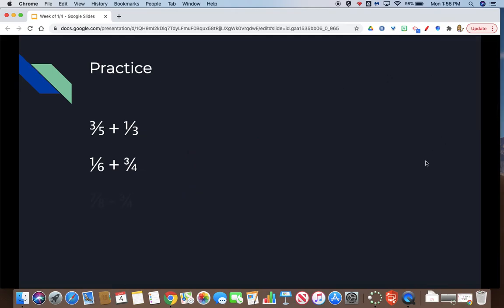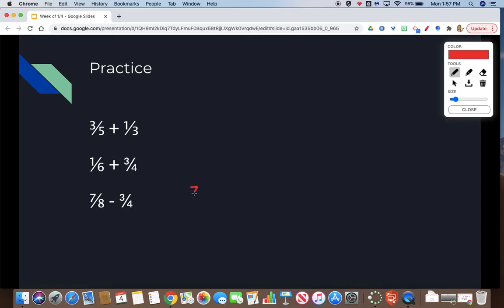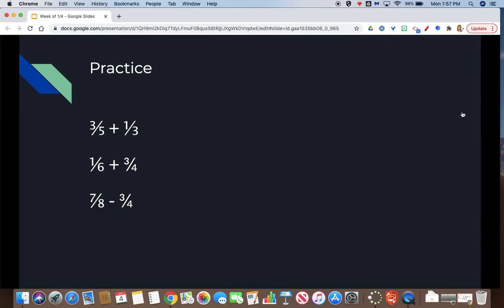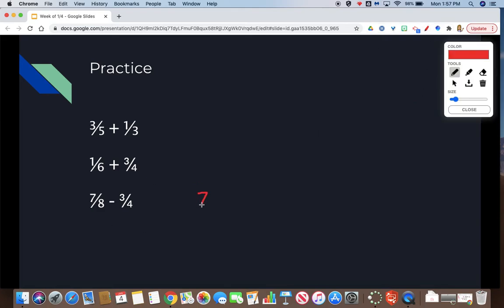Let's switch gears and go into subtraction, which is very similar. We're now just going to subtract our numerators instead of add. So we're looking at 7/8 and 3/4. Oops. Oh, that did not like me there. Let's restart that. 7/8 and 3/4.